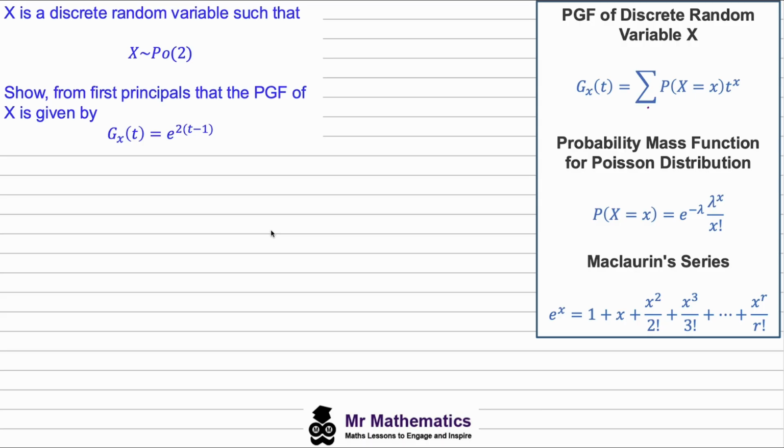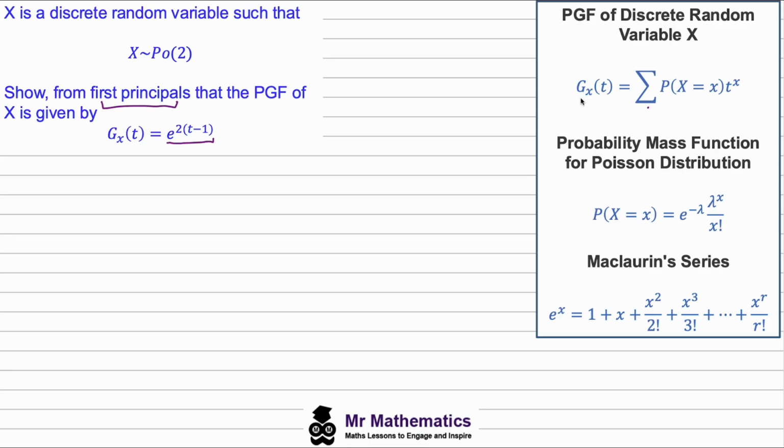So in our first question, we've been told that X is distributed with a Poisson with a lambda or an average of 2. We've been asked to show from first principles that this is the probability generating function for this distribution. Because we've been asked to show from first principles, we need to combine each of these three equations.